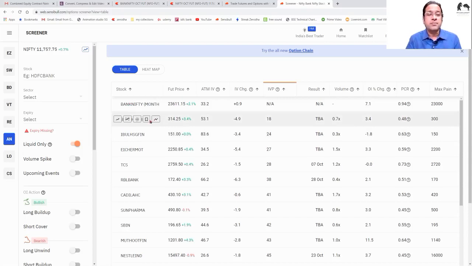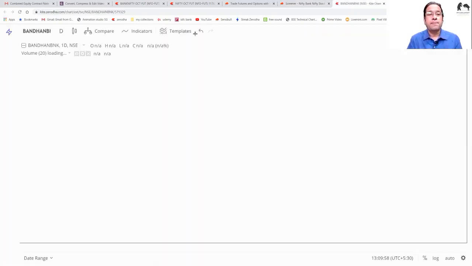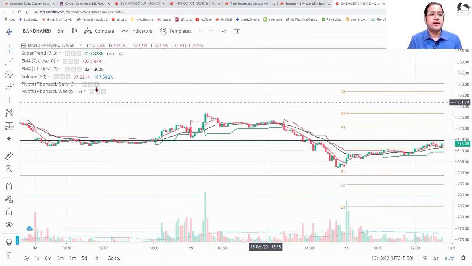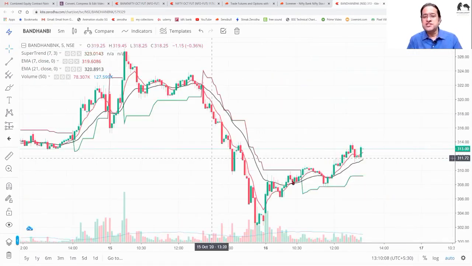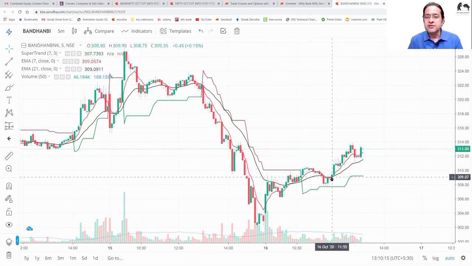Now let's take an example. I would like to go ahead and take the example of Bandhan Bank. Let me open this chart and see what exactly is happening with Bandhan Bank. Okay, I'll just take some of the things out. Okay, now it makes the study easy. Now, as you can see, right now we are watching a 5 minutes chart, and it is poised well.